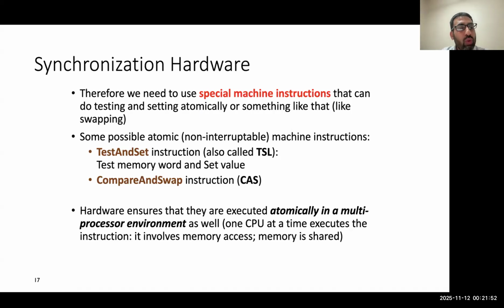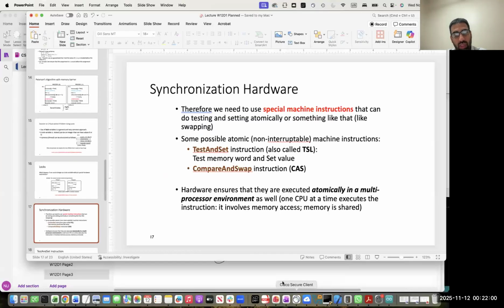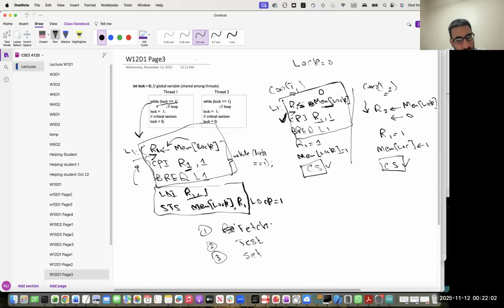We need special machine instructions that can do testing and setting atomically. What do we mean by that? We want an instruction which can fetch the lock variable from memory into a register, check the value of that lock variable, let's say whether it is 1 or 0, and then set or update the value of that variable in memory. And we want all this to be performed by a single instruction, not by different instructions, right?